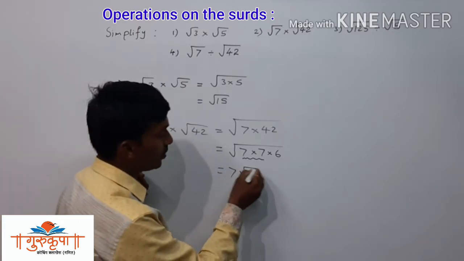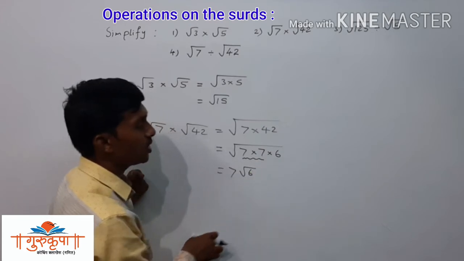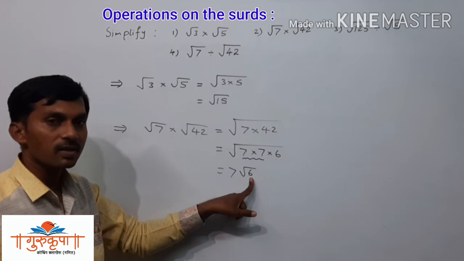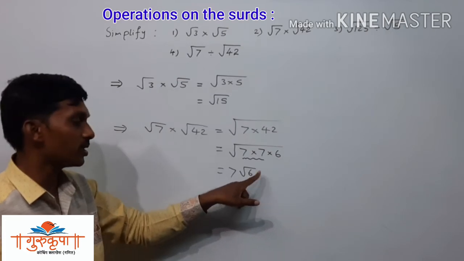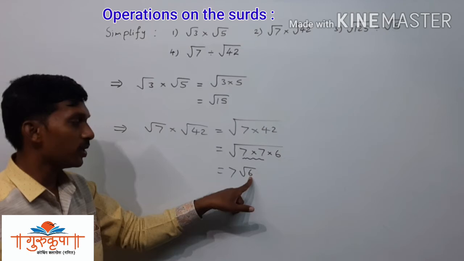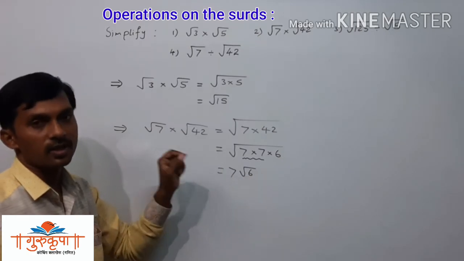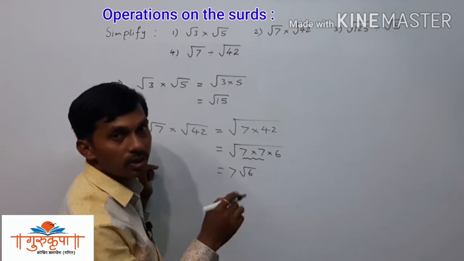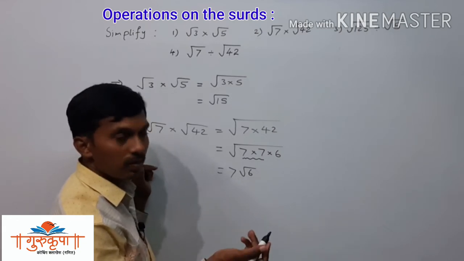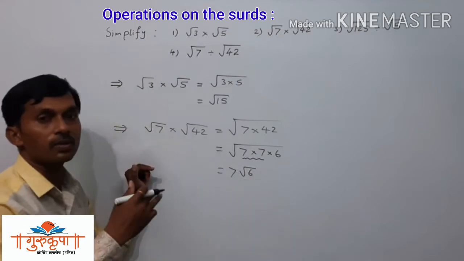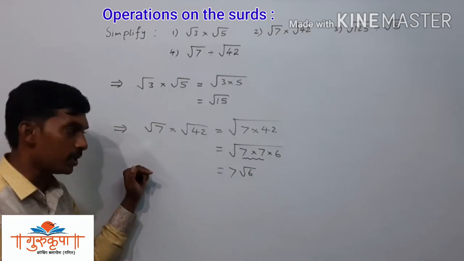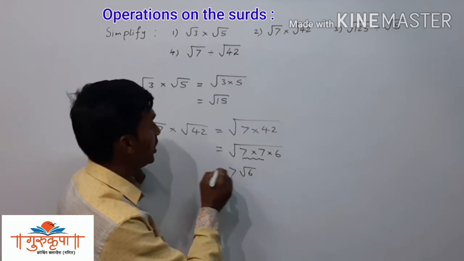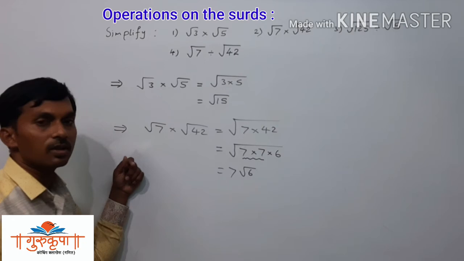And now inside the square root what is remaining there? 6 only. Is it possible to simplify 6 again? No, we cannot factorize 6 such that one of the factors should get the square root. Factors of 6 are 1 into 6, 2 into 3, 3 into 2, 6 into 1. But it is not possible to take the square root of any one of the factors. So here this is the final answer, that is simplification 7 root 6.